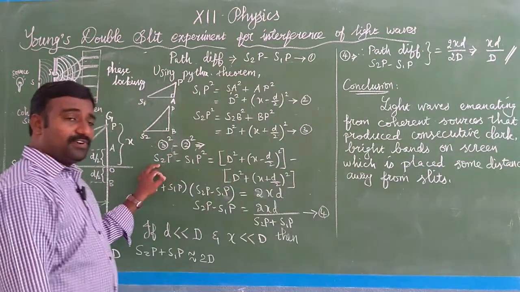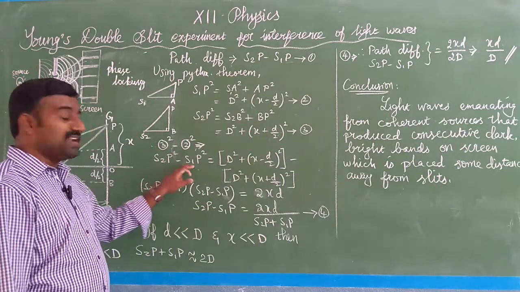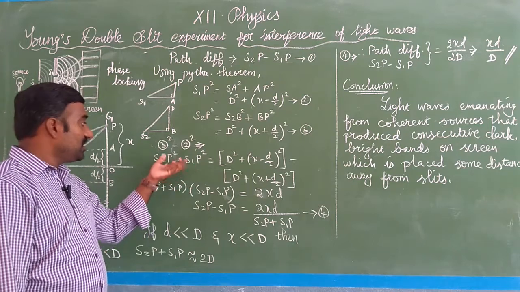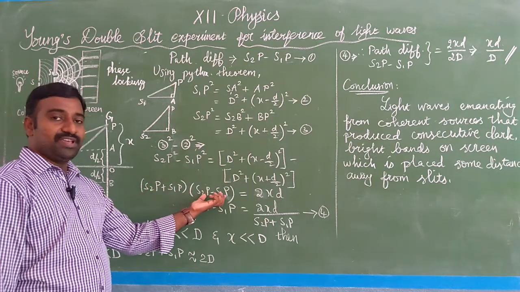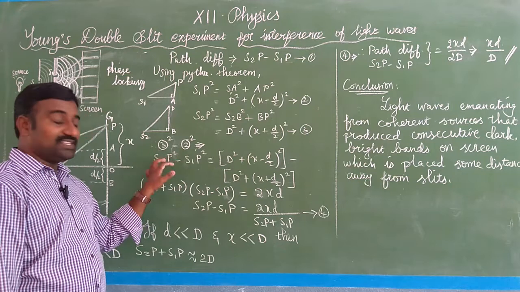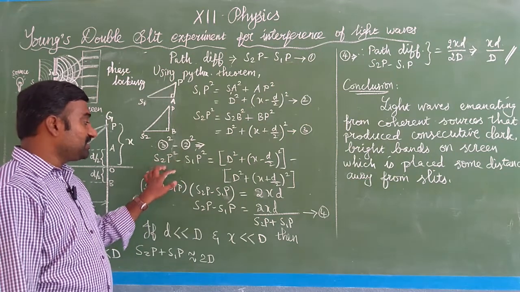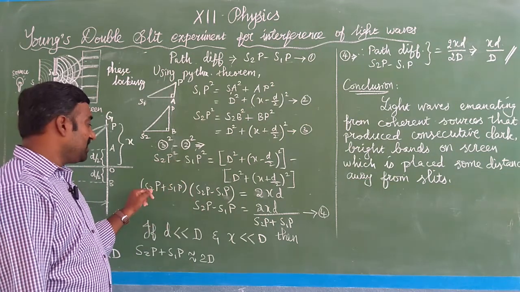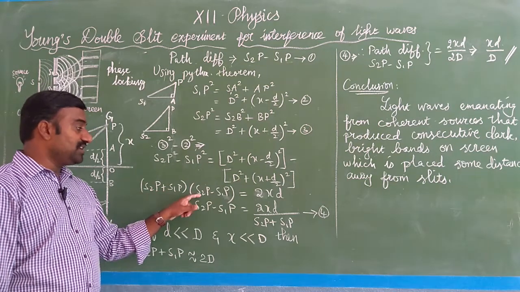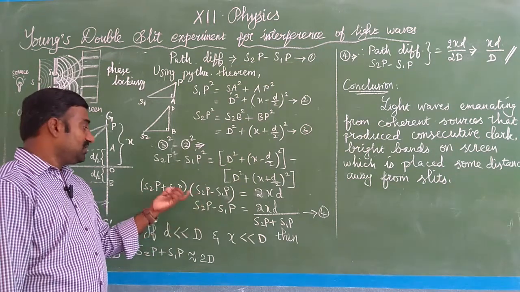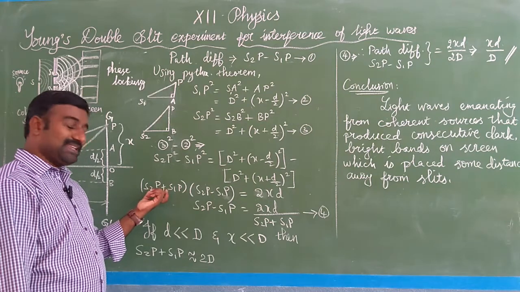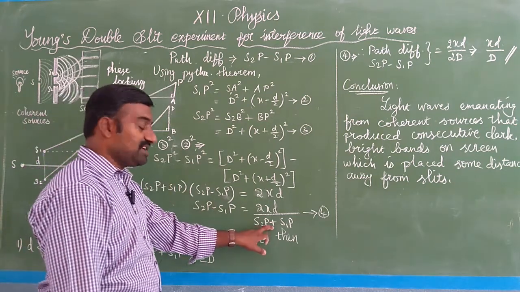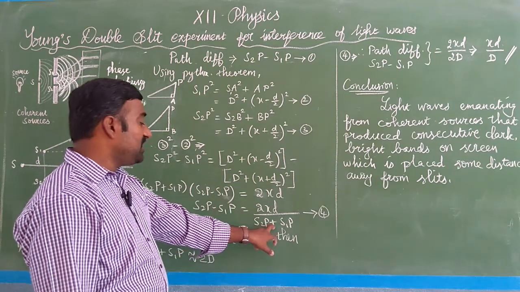So this formula looks like a square minus b square. அதை expand பண்ணா என்ன கிடைக்கும்? a plus b into a minus b. So the left hand side of this term looks like a plus b into a minus b. So expand பண்ணா s2p plus s1p into s2p minus s1p. But this term, the plus terms, we are bringing to the right hand side, that becomes a denominator. But this denominator becomes 2d.